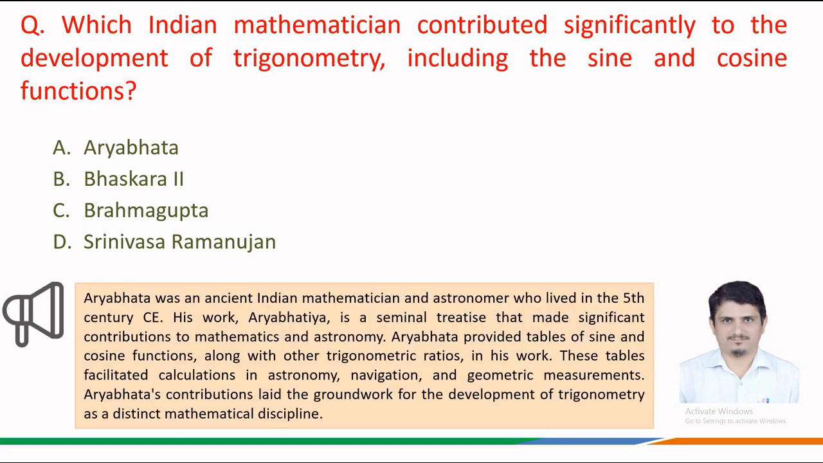Points to consider here are Aryabhatta was an ancient Indian mathematician and astronomer who lived in the 5th century Common Era. His work Aryabhatiya is a seminal treatise that made significant contributions to mathematics and astronomy. Aryabhatta provided tables of sine and cosine functions along with other trigonometric ratios in his work.